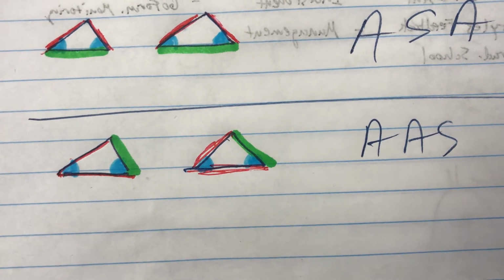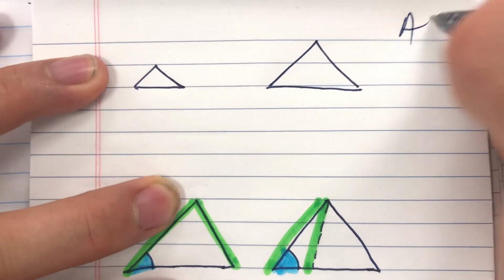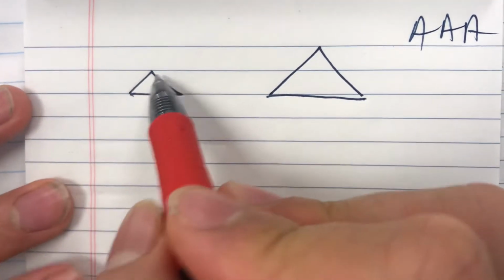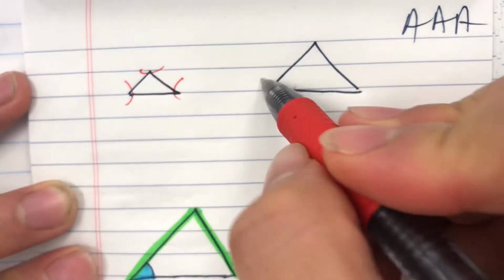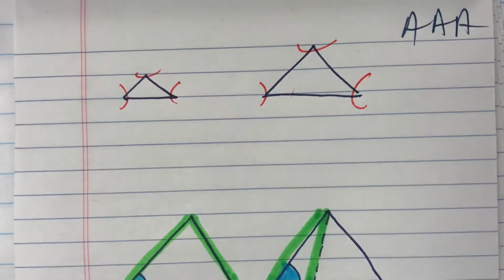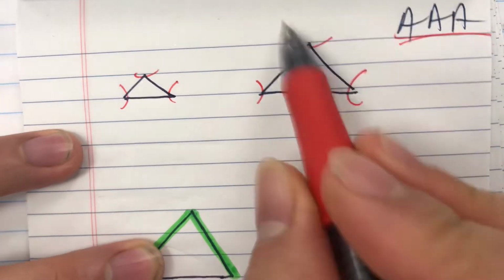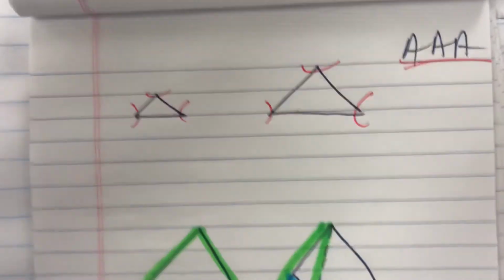Now there are two other theorems that do not prove congruence, okay? Here they are. The first type is called angle, angle, angle. AAA batteries. Why? Because imagine this was an equilateral triangle. This is 60, 60, 60. But this is also an equilateral triangle. It's 60, 60, 60. What you notice is that just because you have all the angles doesn't make it congruent, because the length of the sides can change as well, okay? So AAA is not good.